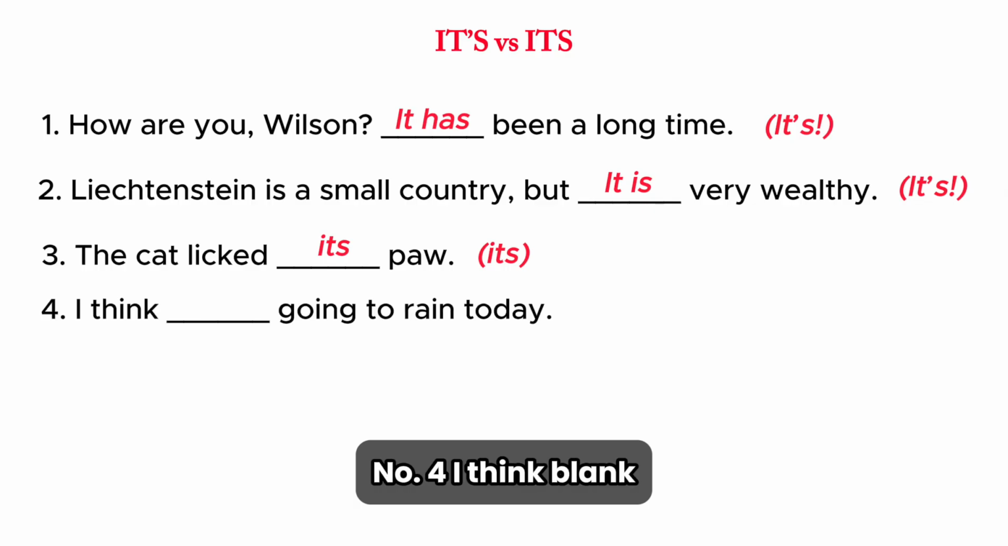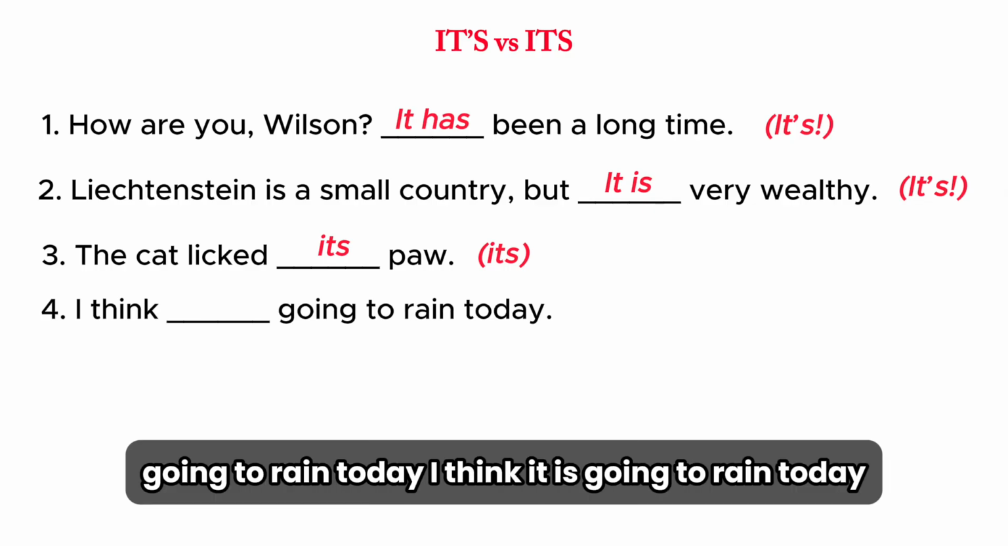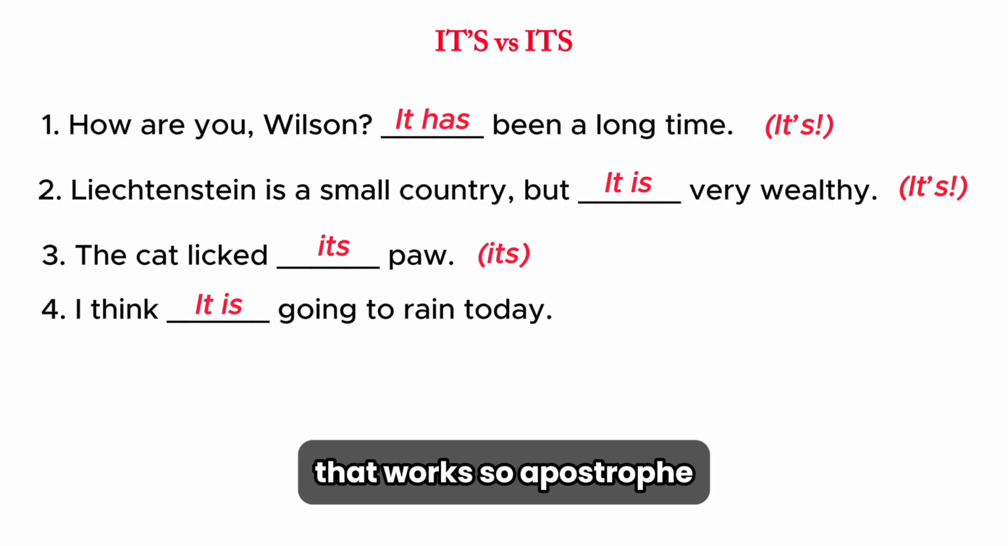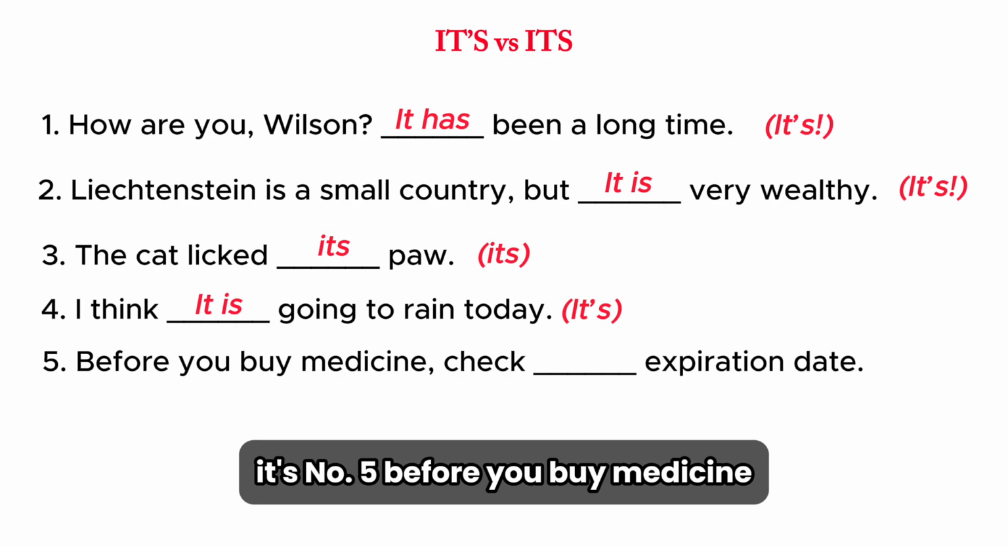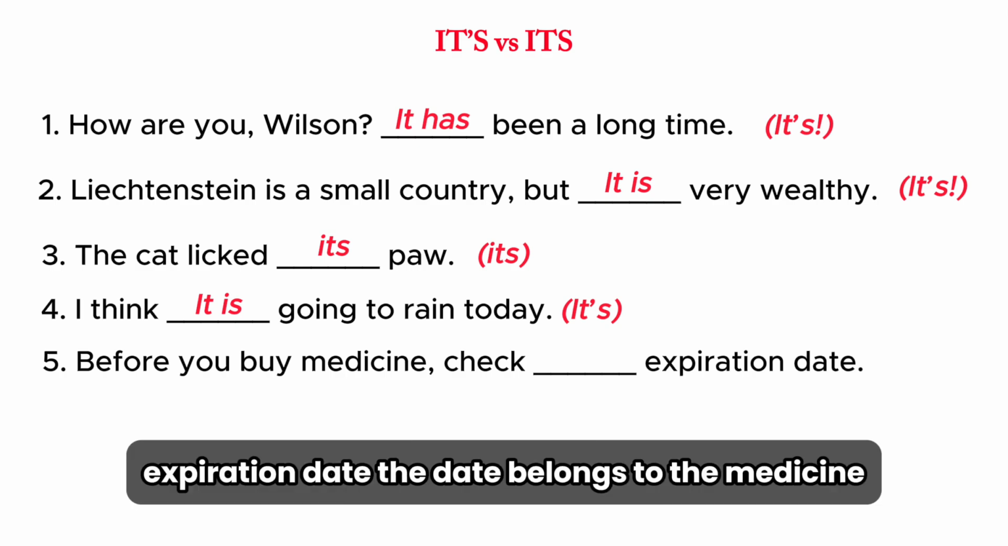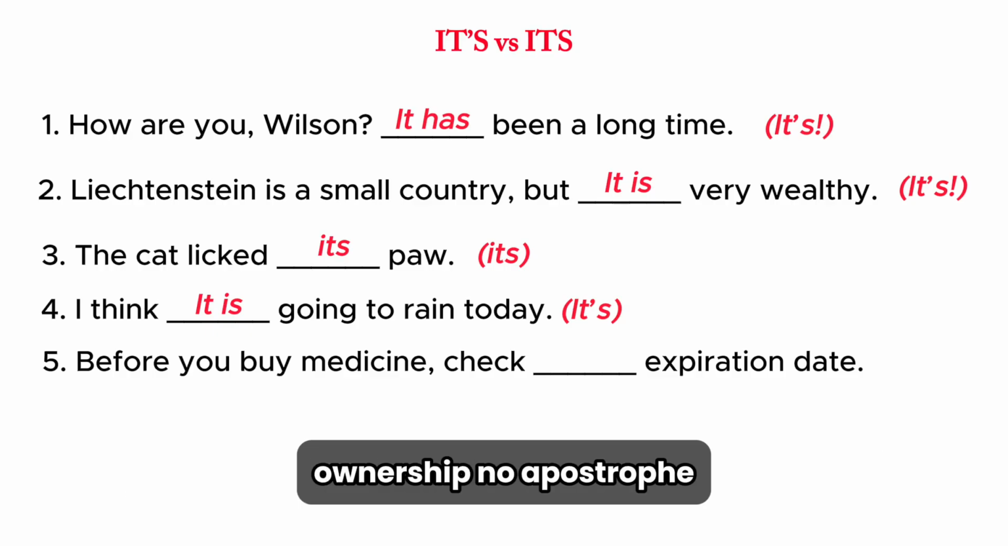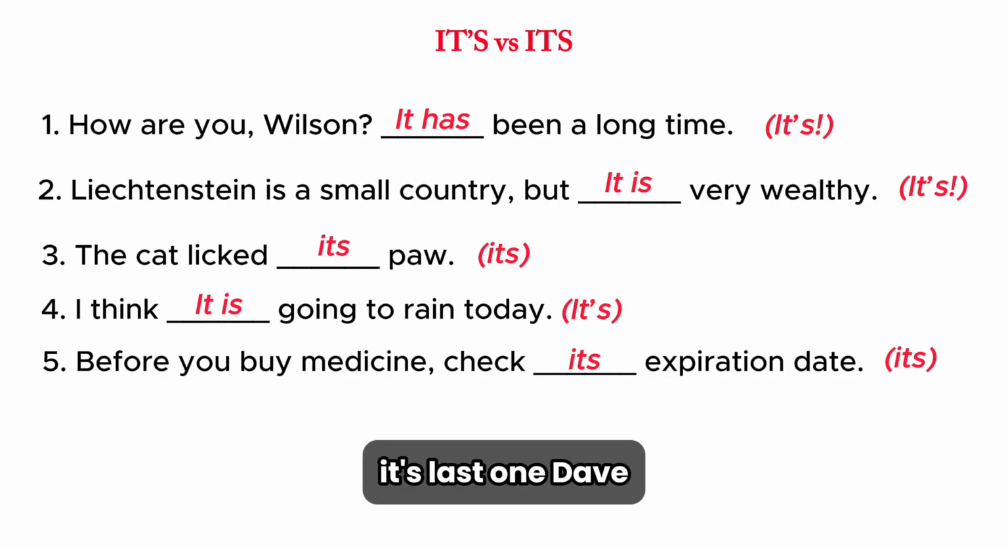Number 4, I think blank going to rain today. I think it is going to rain today. That works. So apostrophe. It's. Number 5, before you buy medicine, check blank expiration date. The date belongs to the medicine. Ownership. No apostrophe. Its. Last one, Dave.